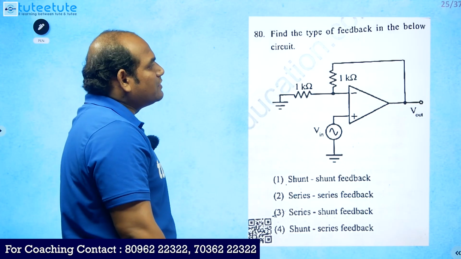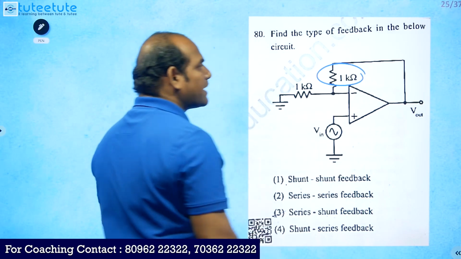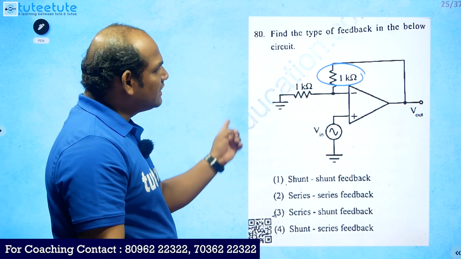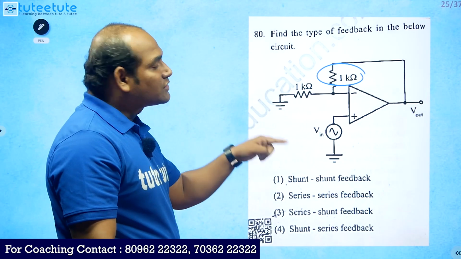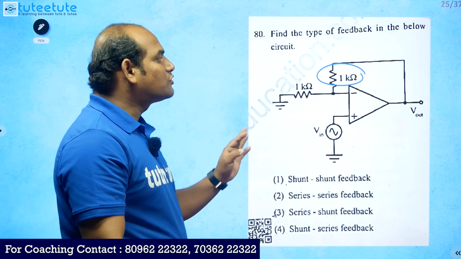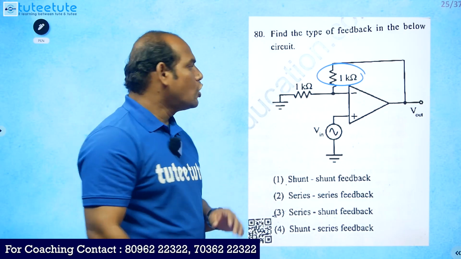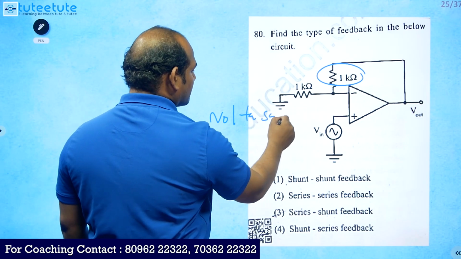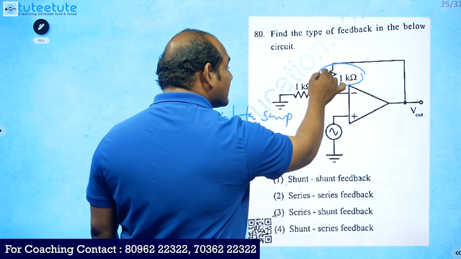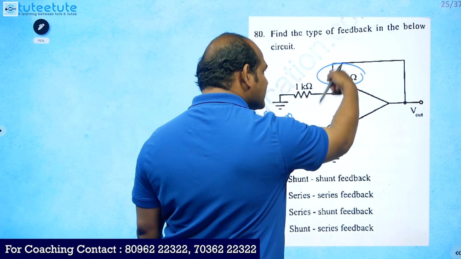What type of feedback is there can be told by observing this feedback element only. The feedback element is 1K, which is available between the output and the inverting terminal. So this 1K is directly connected to the output terminal. Whenever it is directly connected to the output terminal, the sampling we can tell is voltage sampling. Okay, voltage sampling. But it is not directly connected to the input. Input is available at the non-inverting terminal, but it is not directly connected.